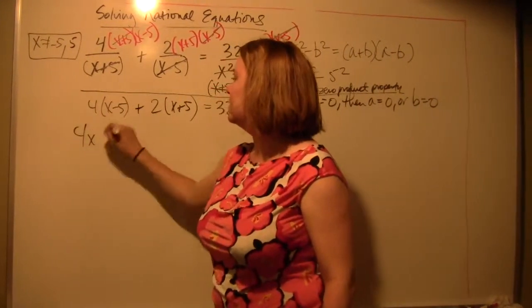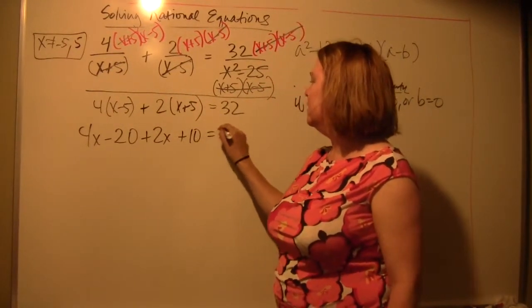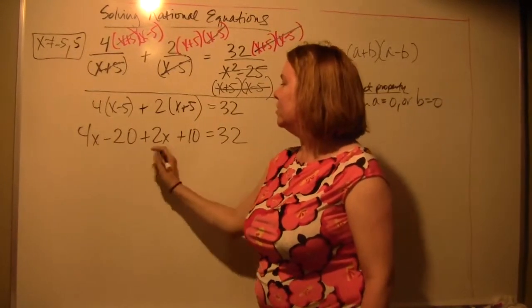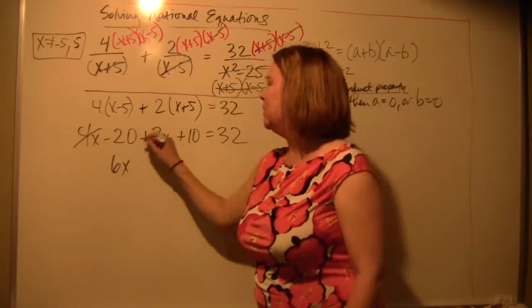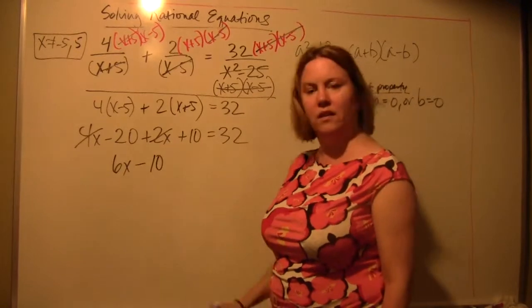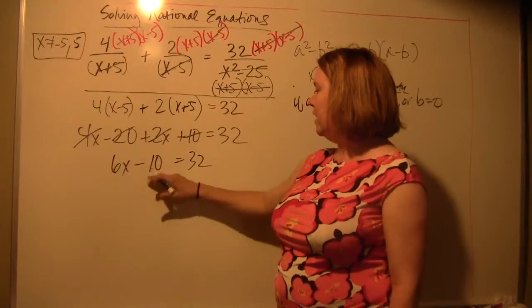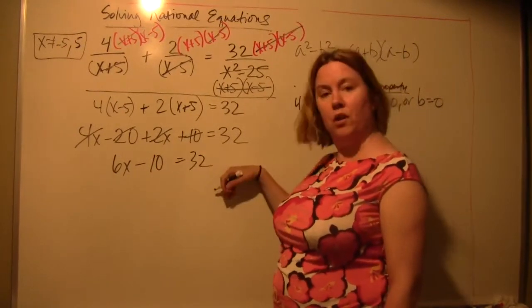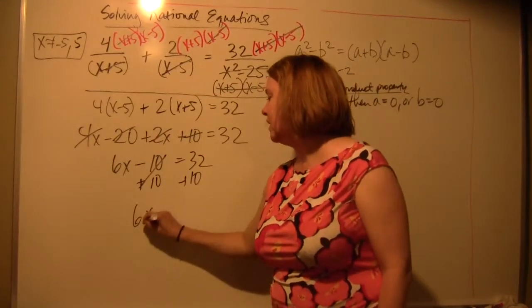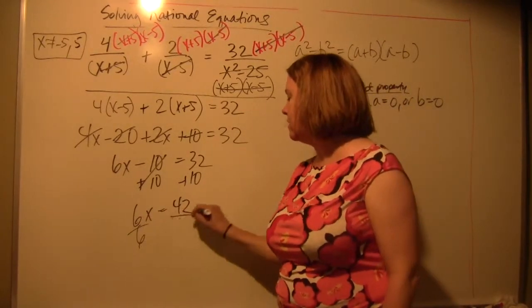Distributive property here and here, combine like terms. So we get 4x minus 20 plus 2x plus 10 equals 32. Combining like terms, 4x and 2x is 6x. Sometimes I cross them out once I use them. Negative 20 plus 10 is negative 10, equals 32. Now we have a number here and a number here. We want to move this number over, so we're going to add 10. 6x equals 42. Divide by 6, divide by 6.